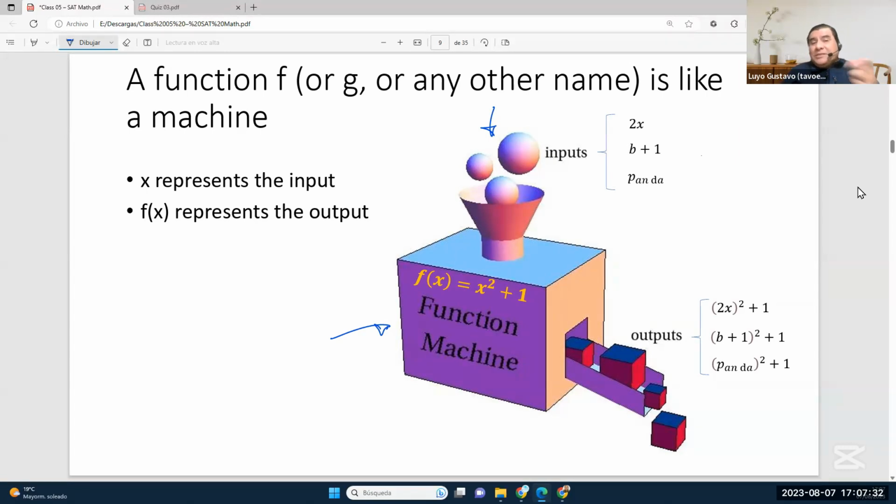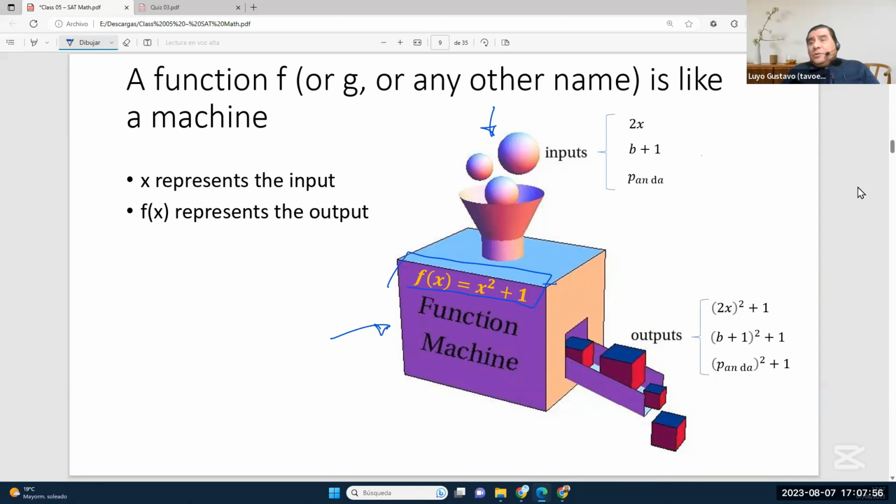The machine represents a set of operations over an independent variable X. And we represent this set of operations as an algebraic rule. For example, here you can see this rule in terms of X with a series of operations done over the variable: square X and then add 1.